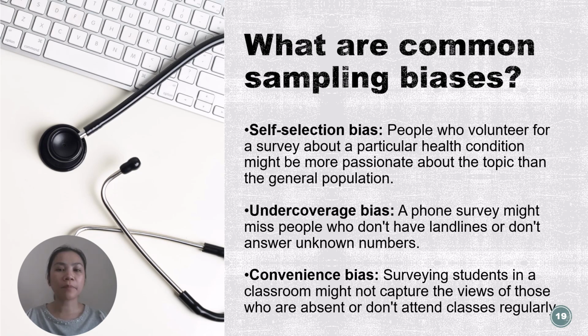What are the common sampling biases? First is self-selection bias. People who volunteer for a survey about a particular health condition might be more passionate about the topic than the general population. Next is undercoverage bias. A phone survey might miss people who don't have landlines or don't answer unknown numbers. Then convenience bias: surveying students in a classroom may not capture the views of those who are absent or don't attend the classes regularly.